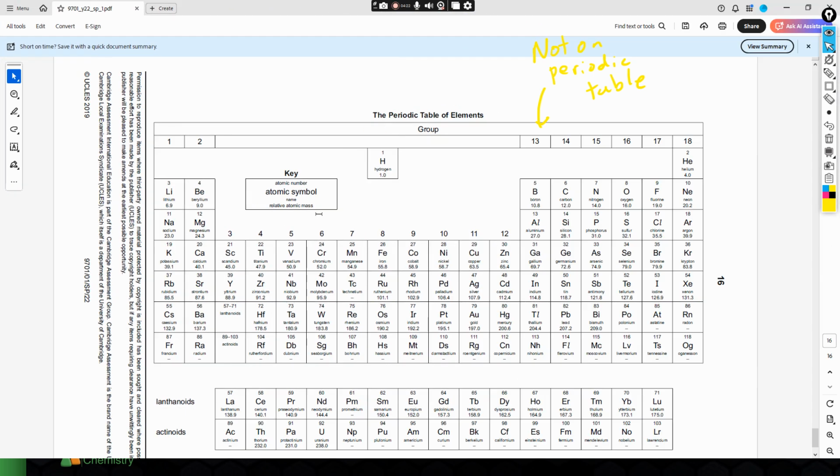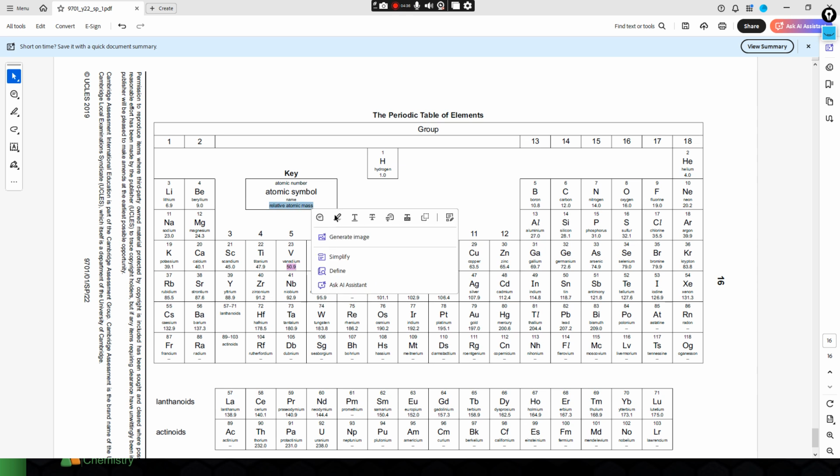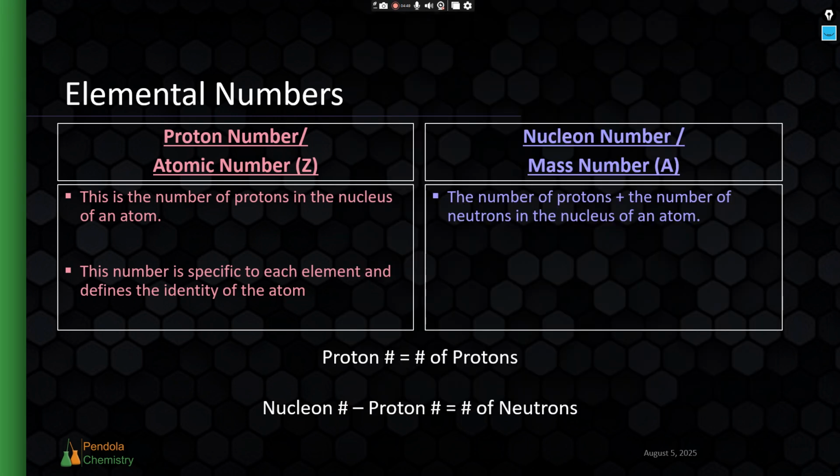and I'm going to bring this back just for a second here. This number below the elements is not the nucleon number. That number below the elements is the relative atomic mass, which we will discuss later on. But this is a very, very common misconception that students have. On the periodic table, we can find the relative atomic mass, which is a different number than the nucleon or mass number. The nucleon or mass number will be given to you usually in one of two formats, which I will mention in the next slide.